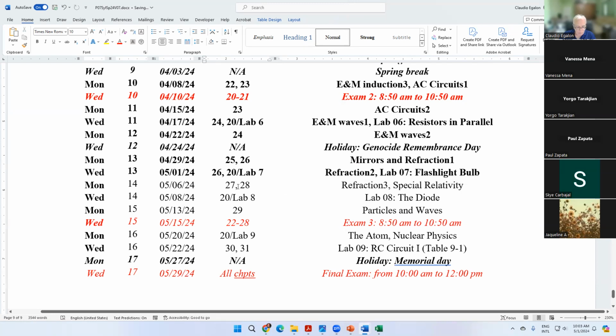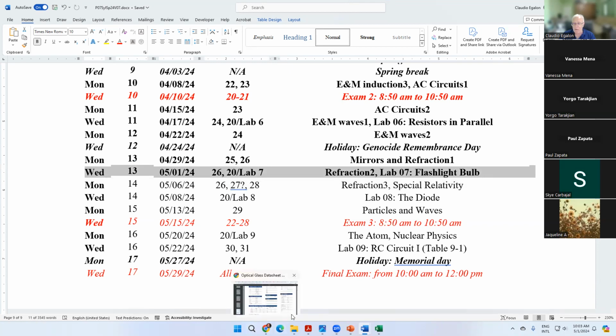That's going to be chapter 26. I'm not sure if we will have time to do 27. I'm going to put a question mark here, but definitely you're going to see relativity theory. Today, we will have lab number 7, flashlight bulb, okay?